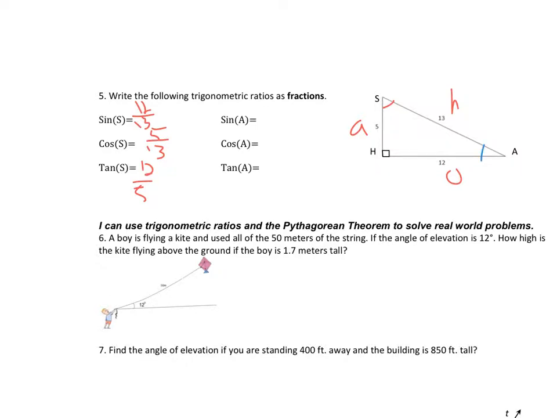Now we go to sine of A. Now once we go to A, that changes a couple of our sides. Our adjacent now becomes our opposite. Our opposite now becomes our adjacent, and our hypotenuse stays the same. Your hypotenuse does not change. Only your opposite and adjacent change in relation to what angle you're dealing with. So sine is now opposite, which is 5, over hypotenuse, which is 13. Cosine is adjacent, which is 12 now, over hypotenuse, which is 13. And tangent is now 5 over 12.